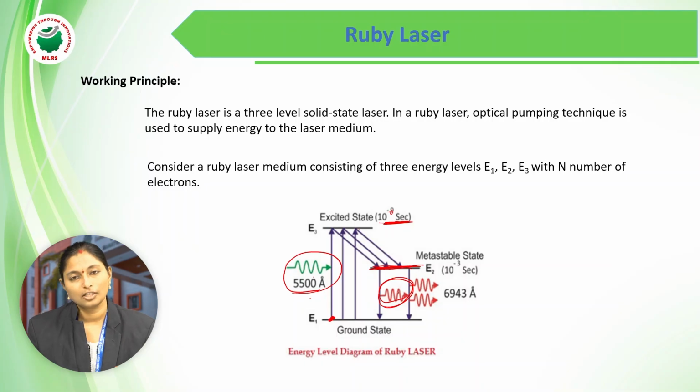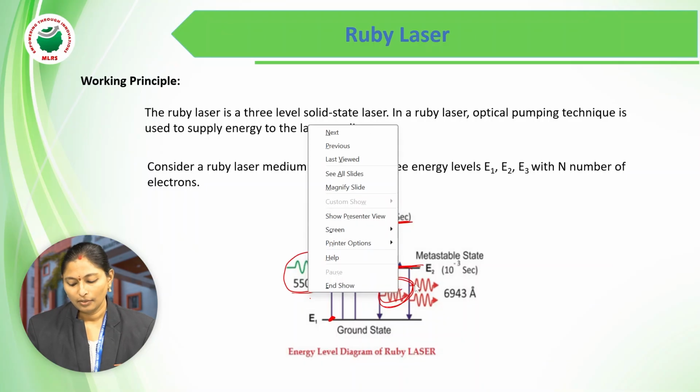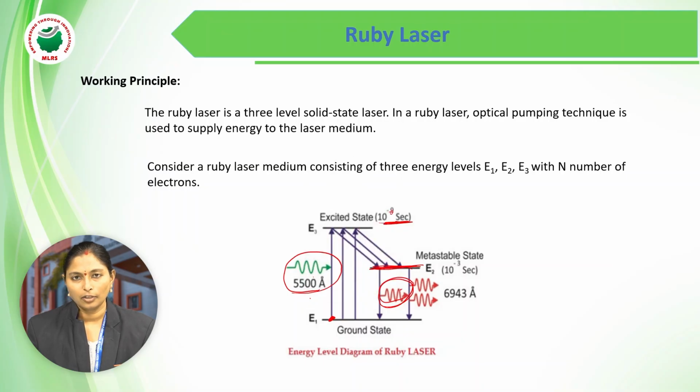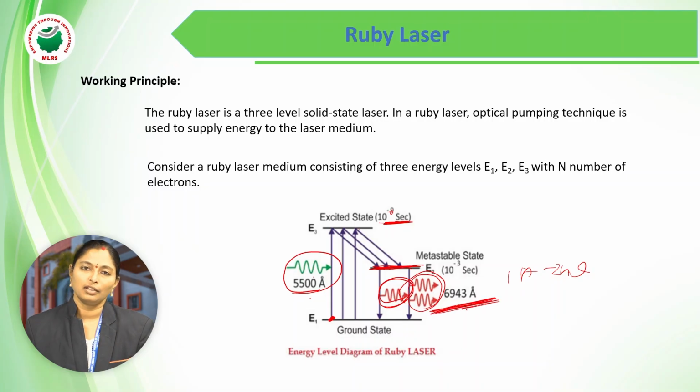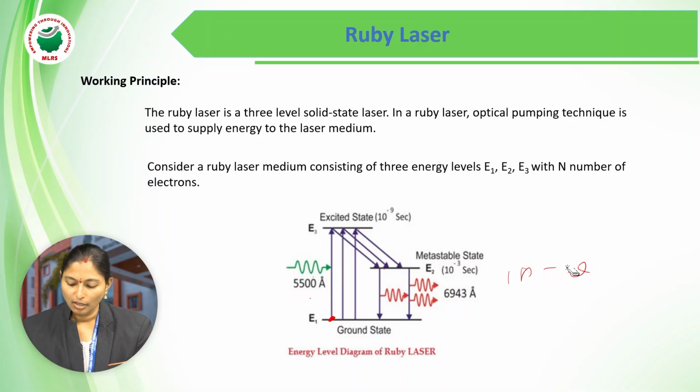So now the atom will take this spontaneously emitted photon energy, and they start to move from E2 to E1. So it is a downward transition. While emitting, how many photons is it going to emit? For one atom it is going to emit 2 photons. These 2 photons follow the properties of the laser, and the emitted photon has a wavelength of 6,943 angstroms. It is in the visible region and the color is deep red. So this is the energy level diagram of the ruby laser.